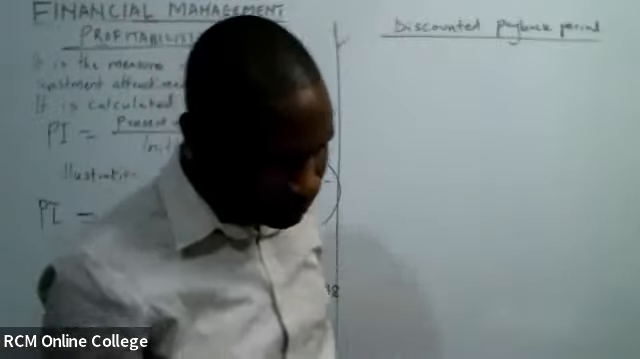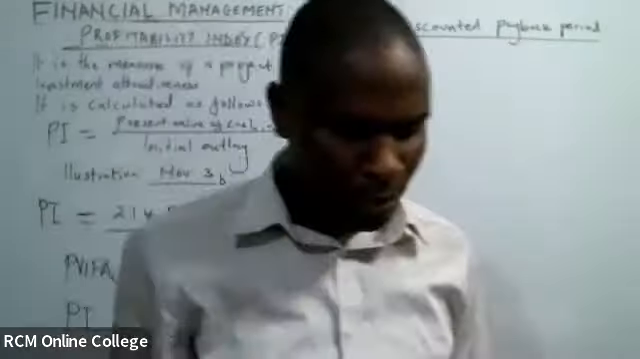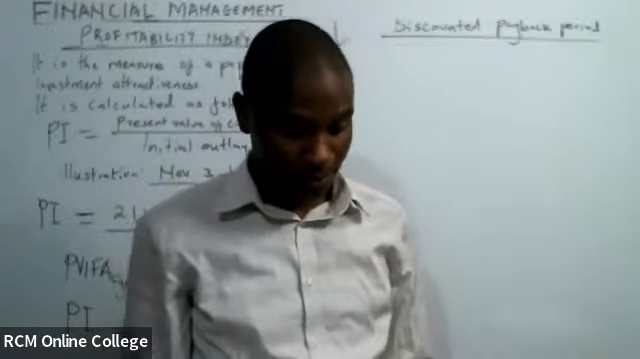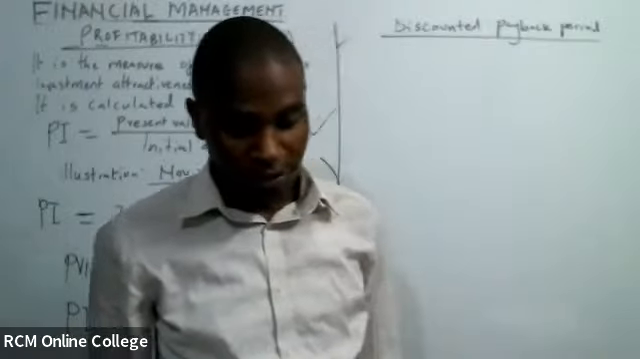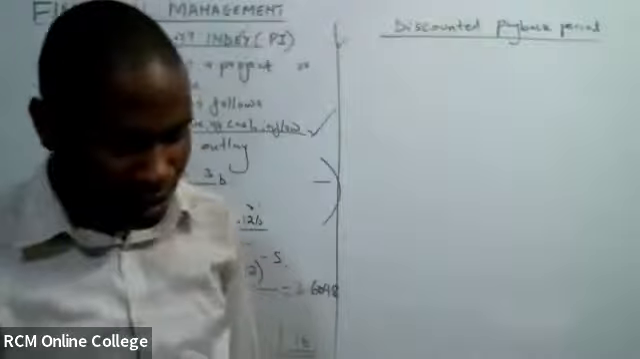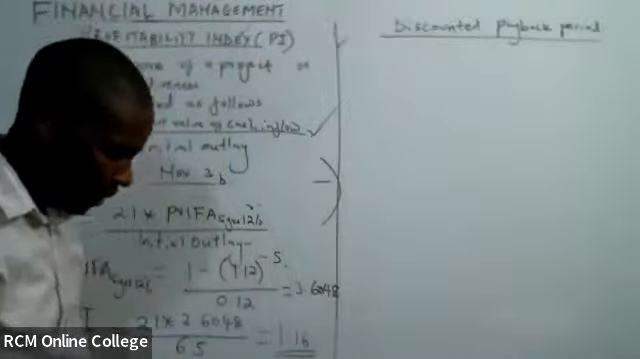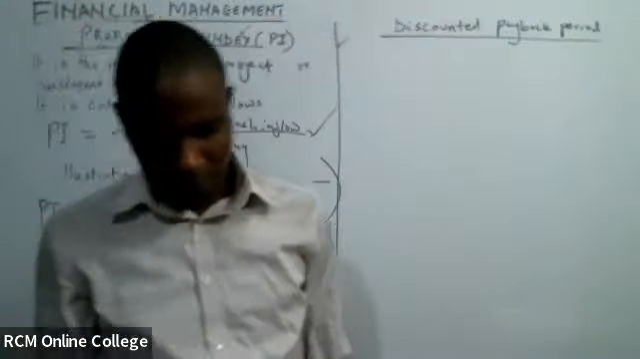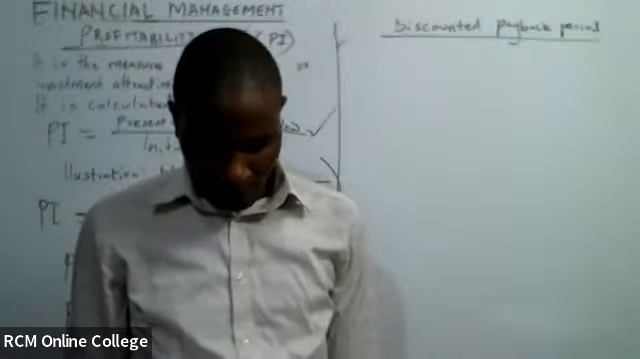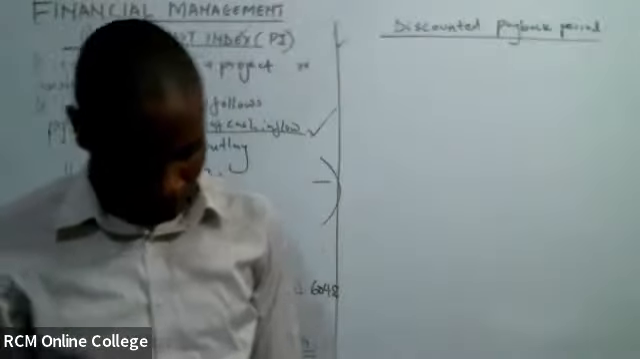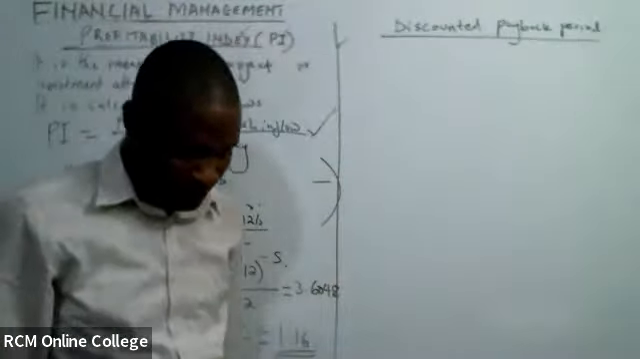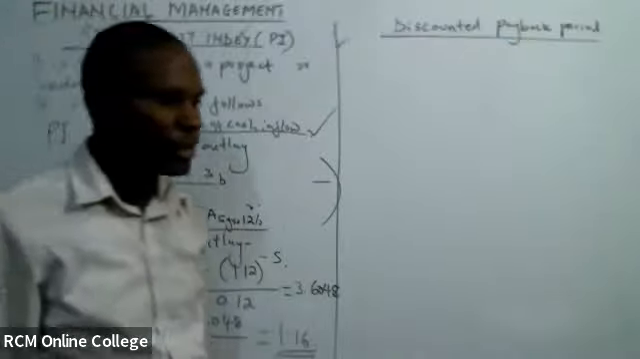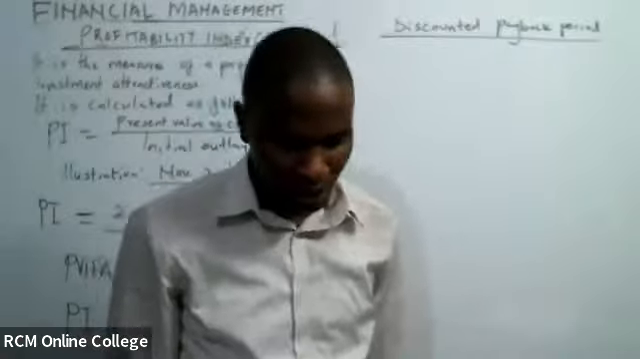You say that a discounted payback period gives the number of years it takes to recover the initial investment by discounting future cash flow and recognizing the time value of money.